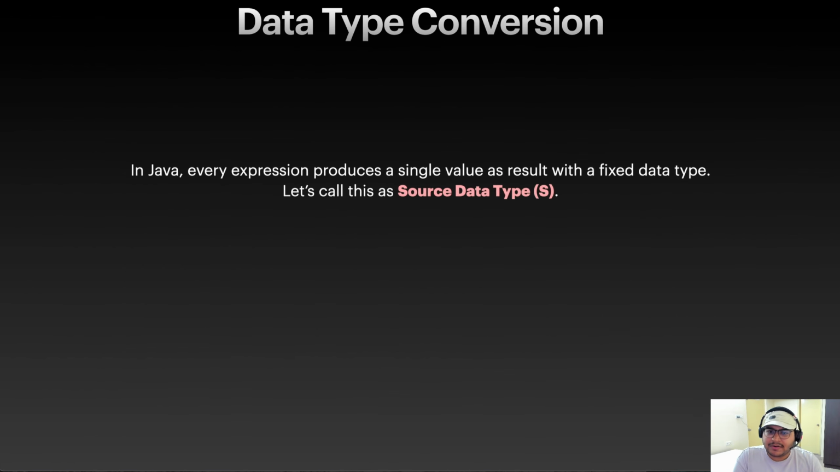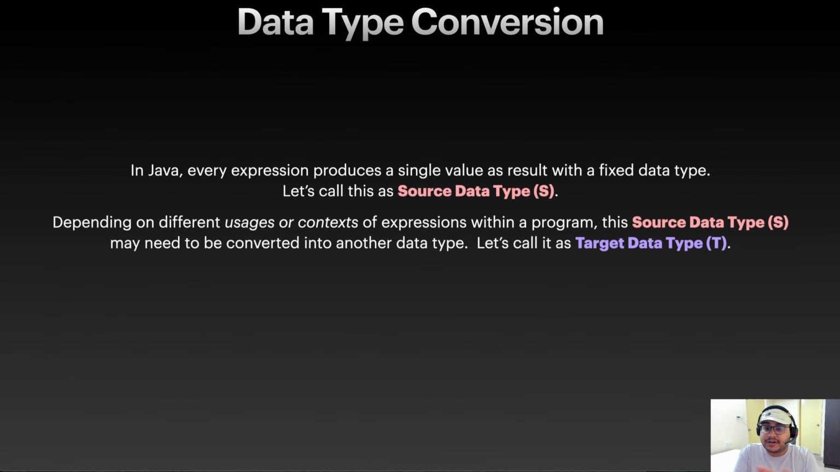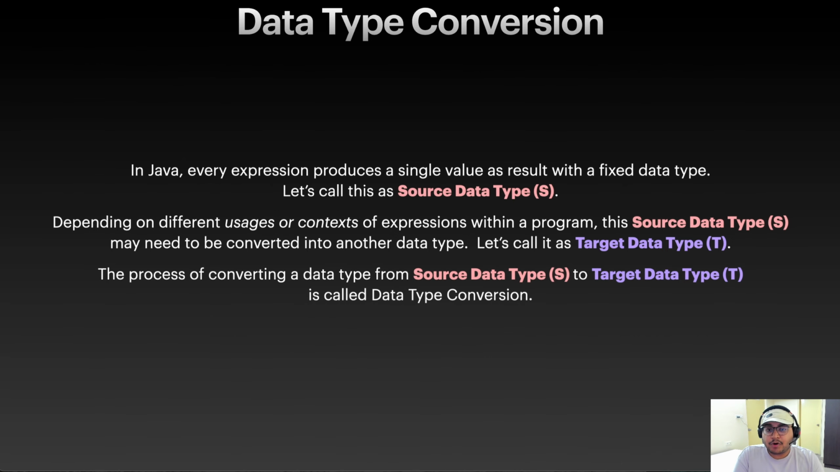In Java, we already know that every expression finally results in a single value of some data type. Let's call that data type the source data type S. Depending on different usages or context of your expression, that source data type may need to be converted into another data type. Let's call it the target data type T. The process of converting a data type from source data type S to target data type T is known as data type conversion.